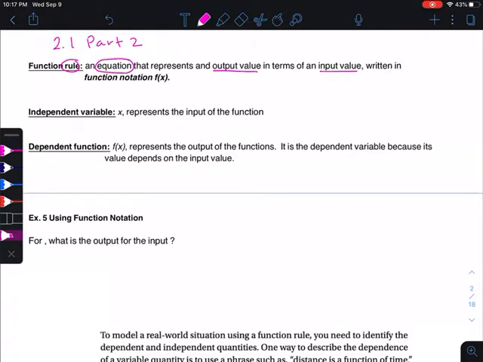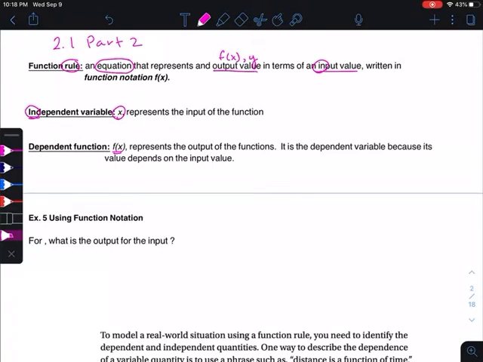So the next part talks about an independent variable, which is x, which represents the input of the function. So our input value is our independent variable, which is our x value. And then it says that our dependent variable, they call that f of x. F of x is also considered to be the y value, and it is going to be an output of the function. It says it is the dependent variable because its value depends on the input value.